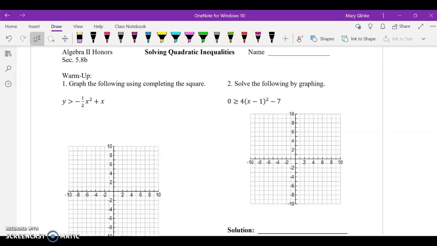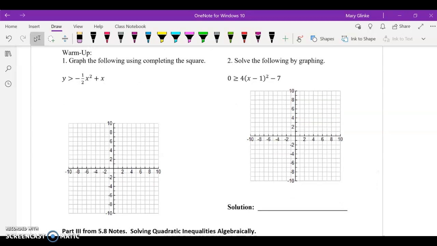Hello. Today we're going to be solving quadratic inequalities algebraically. So we're going to start off by reviewing the two different inequalities that we've done the past couple of days. Looking at this one, we're going to graph the following using completing the square.